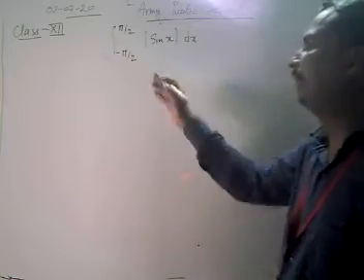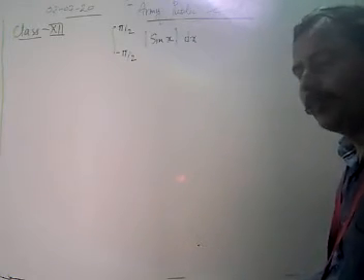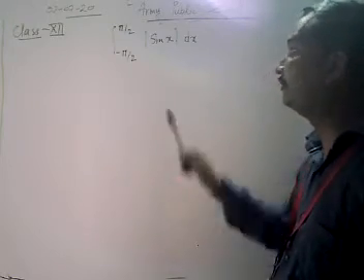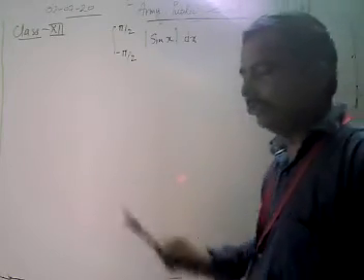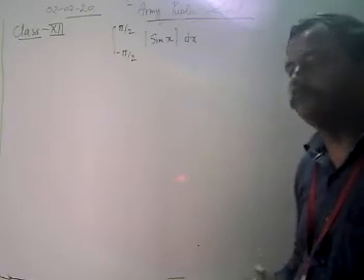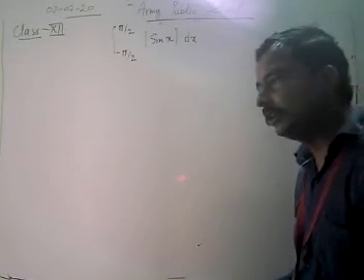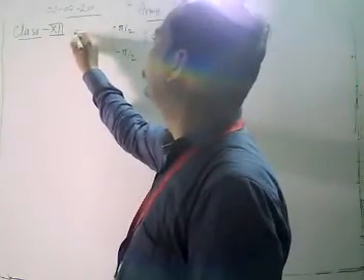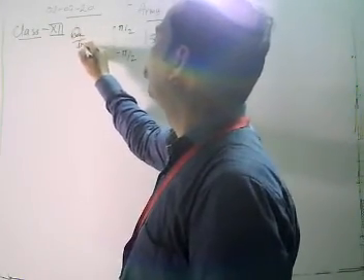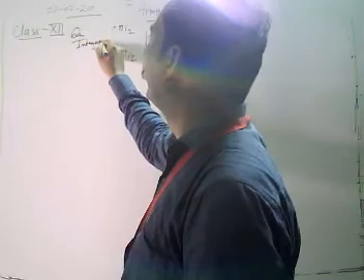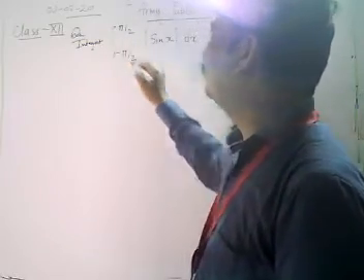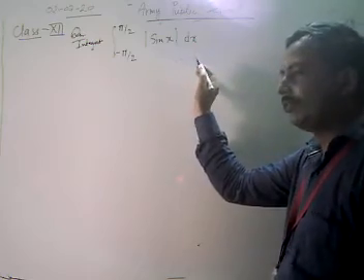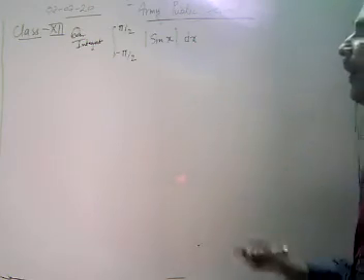Whenever we have a problem to solve using trigonometric functions as well as the modulus sign, we have to be careful to solve such types of problems. Now we start with the problem. We have to find the value of the integral over minus pi by 2 to pi by 2 of mod of sin x dx. Now we have to find the solution.